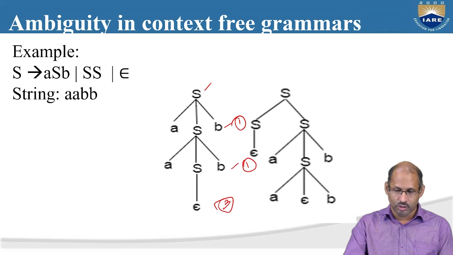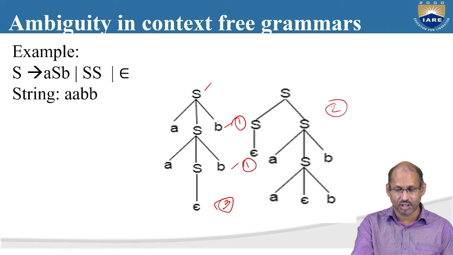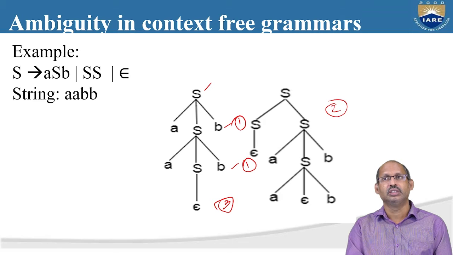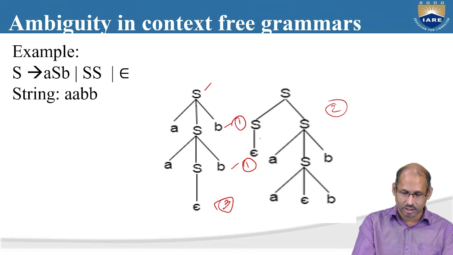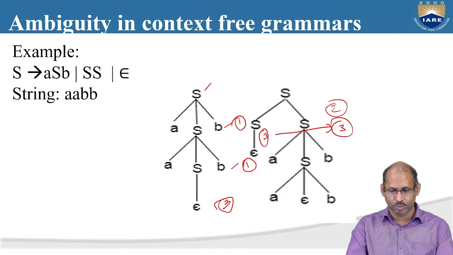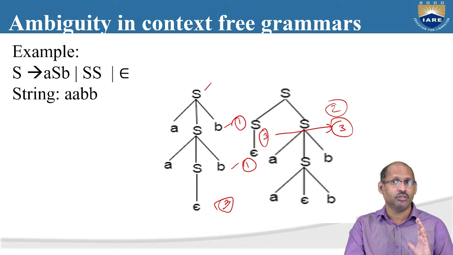Second one. What have we selected? S derives SS. The second production we have selected. Right? S derives SS, the second production we have considered. Then we have selected the third production, which implies the third production.